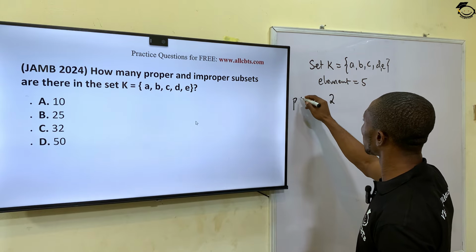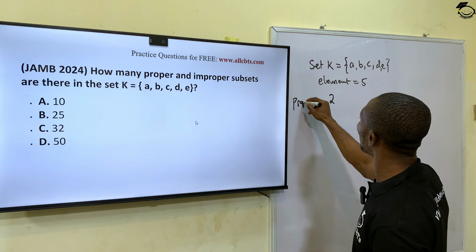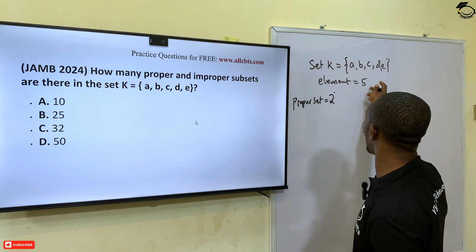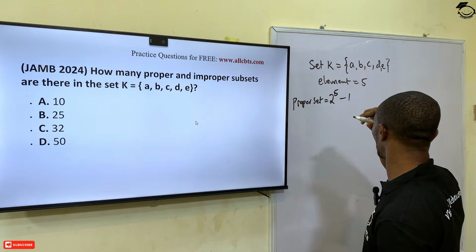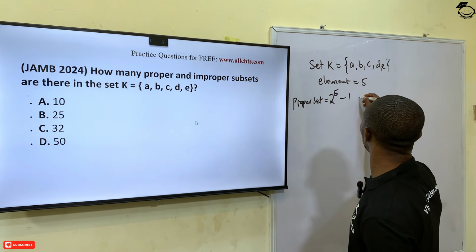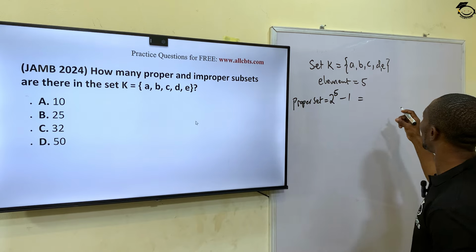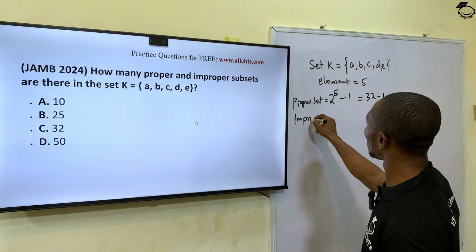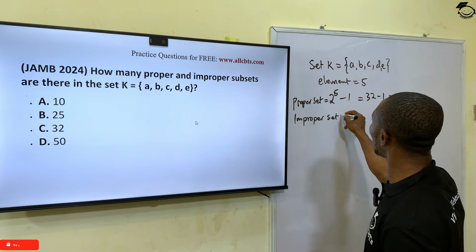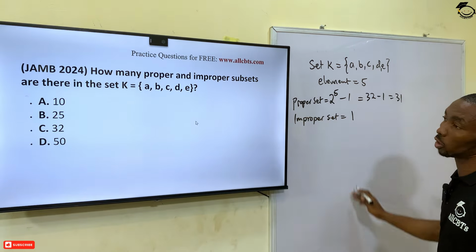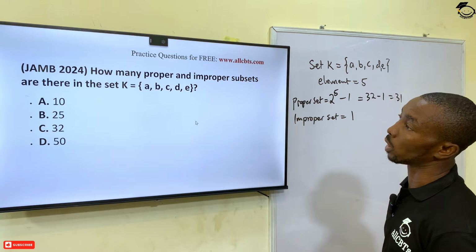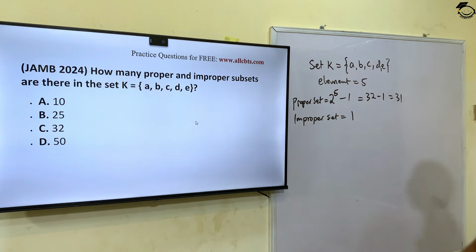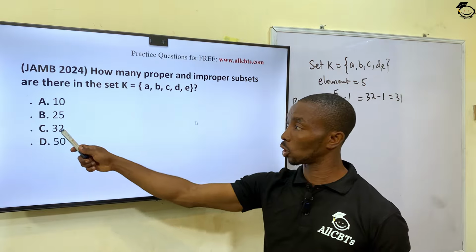Our proper sets will be 2 raised to the power n, where n is the number of elements. So 2 raised to the power 5 minus 1. Okay, this will give us 2 raised to the power 5, which is 32, minus 1, which is 31. And the improper set is the set itself, which is 1. So the total number of sets that can be formed, since we are looking at both proper and improper subsets, will be 31 plus 1, which is 32, which will give us our option C.